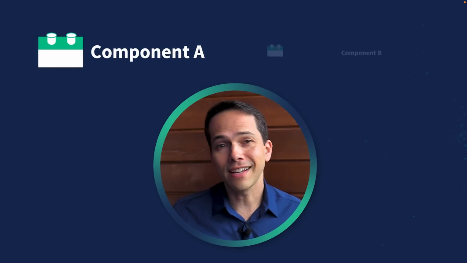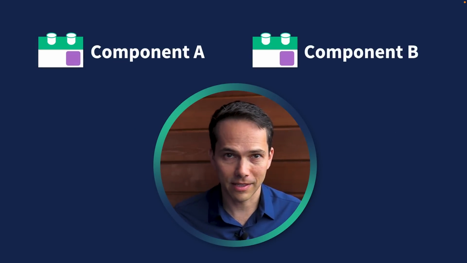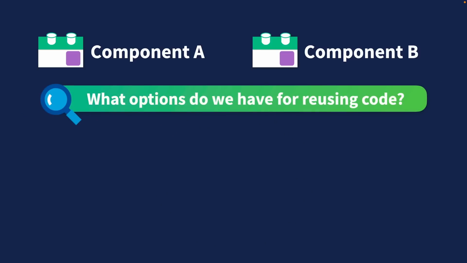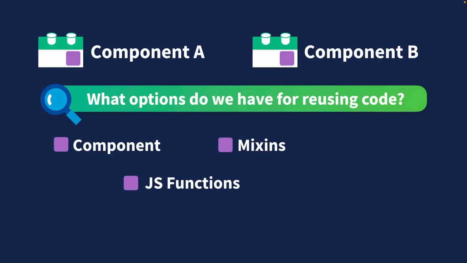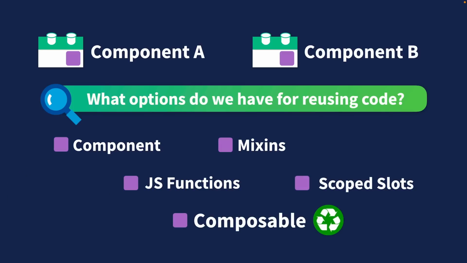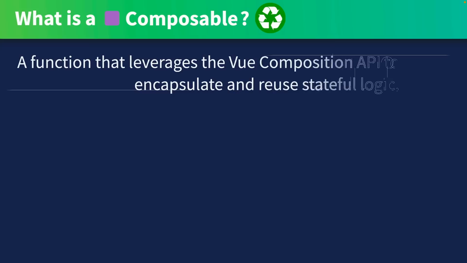When coding up Vue, there's lots of times that I've run into having duplicate code in multiple components. And when that happens, we have a few options of how to deal with that. First, we can extract that code into another component, or a mixin, or a JavaScript function, or a scoped slot. And now with Vue 3, we can extract that code into a composable. But what is that exactly? Well, a composable is a function that leverages the Vue Composition API to encapsulate and reuse stateful logic.